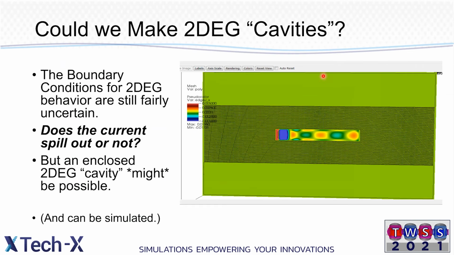Could we take this wave and set up a cavity? Here I've got 2DEG suppressed where the mesh is, and then one of these short sections of 2DEG here. Again, I'm exciting it here and seeing if I can ring up a cavity effect, a standing 2DEG wave.